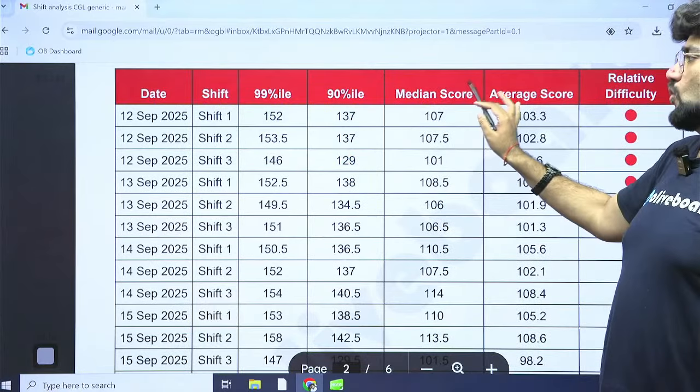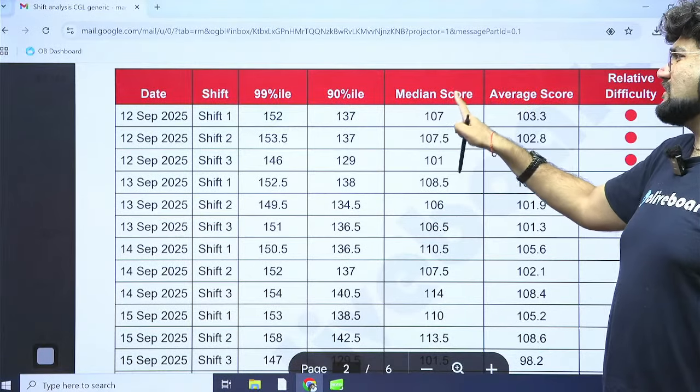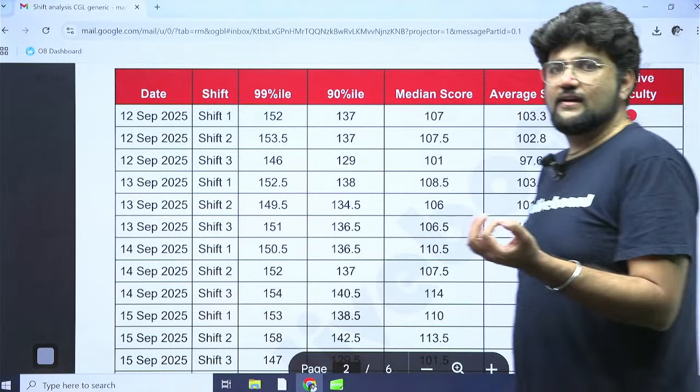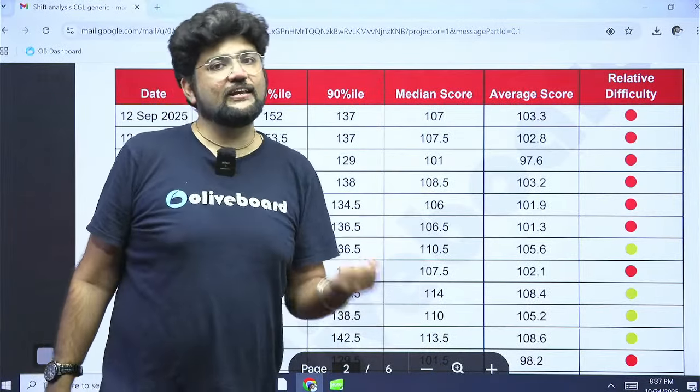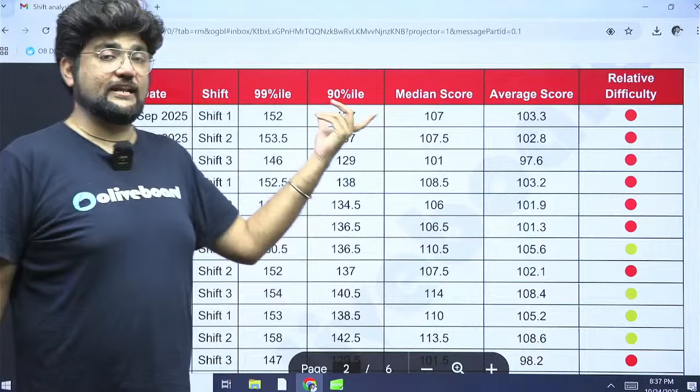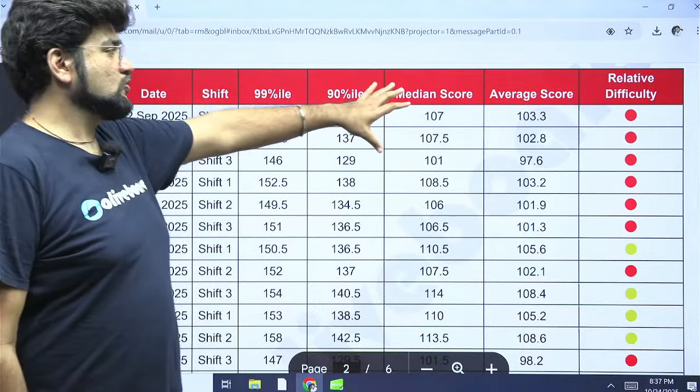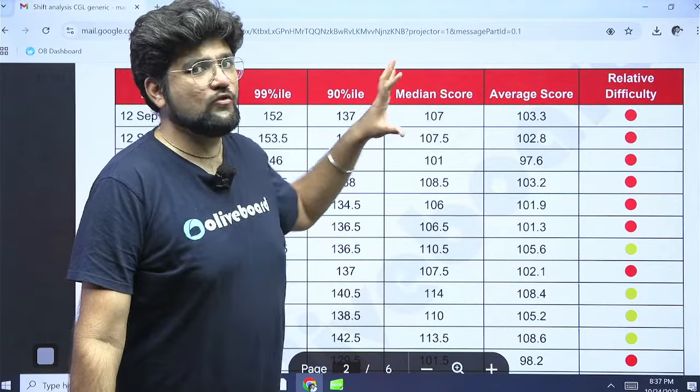Next, median score. Median score is 107. Now, what is the difference between median and average? Hopefully, I am expecting all of you to know already, because those who are watching this session, majorly you are preparing for Tier 2, or at least you are getting to know whether you need to prepare or not. So this much I expect from you, but still I'll just give you a brief idea.